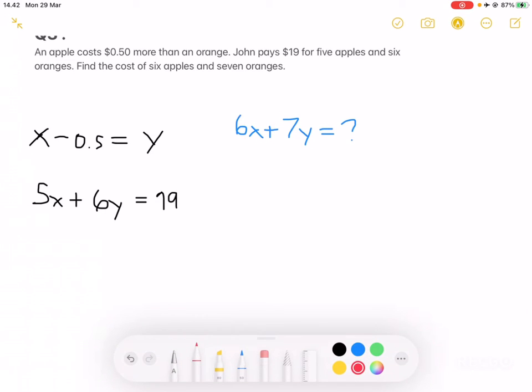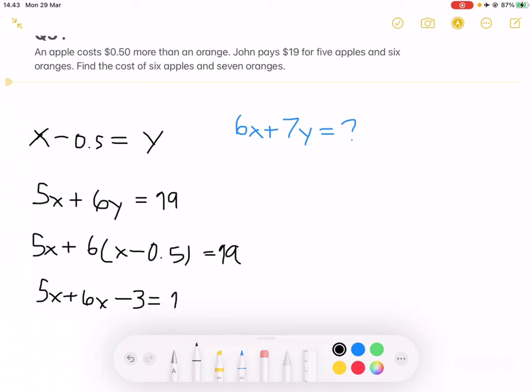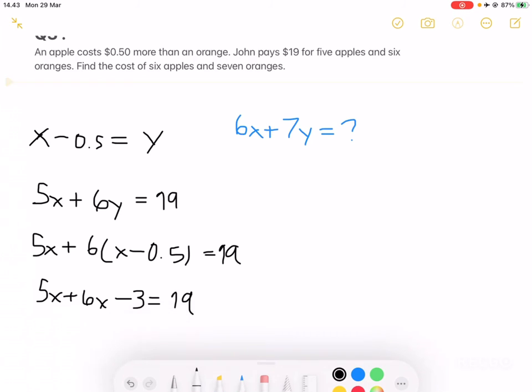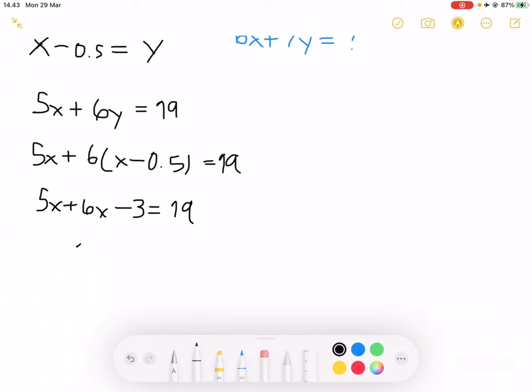First of all, we know that y is equal to x minus 0.5, and therefore we can substitute that into here. So we will get 5x plus 6 times (x minus 0.5) equals 19. Therefore 5x plus 6x, after distributing that, minus 3 is equal to 19. And therefore we will have 11x is equal to 22 after adding 3 on both sides and combining the x terms. You'll get that x is equal to 2.